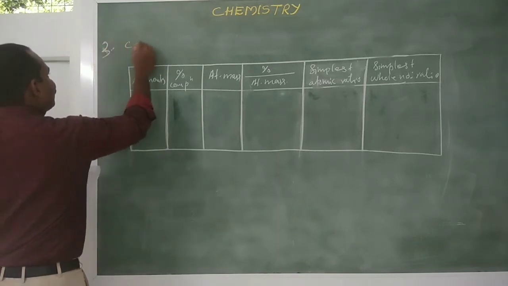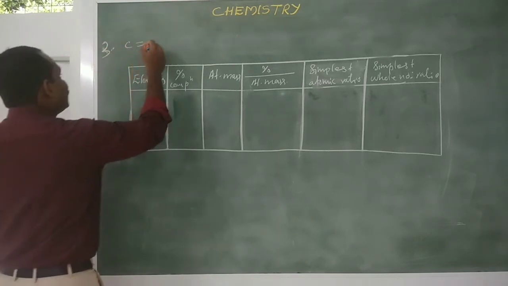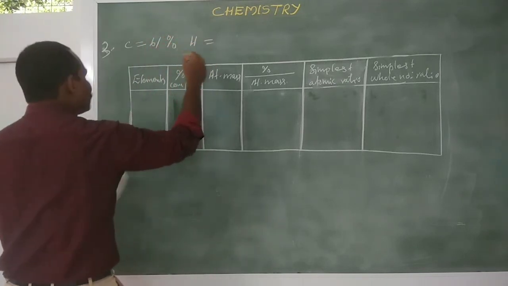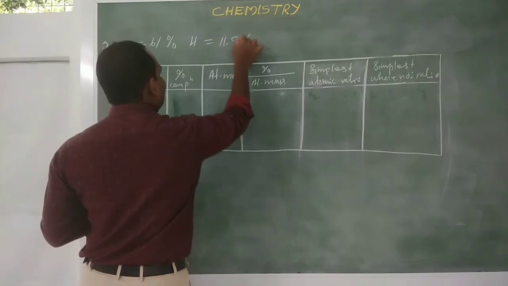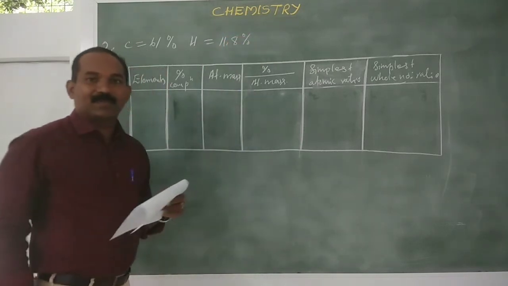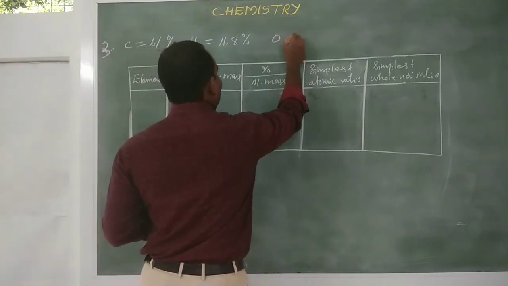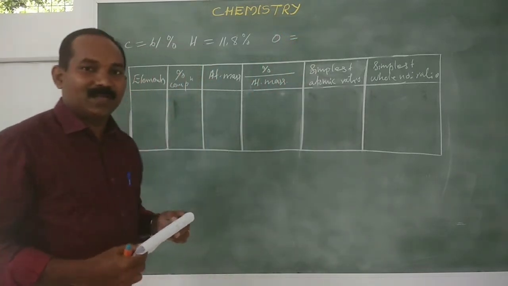The percentage of carbon is equal to 61%, and that of hydrogen is equal to 11.8%, and the rest is oxygen. So what is the percentage of oxygen?